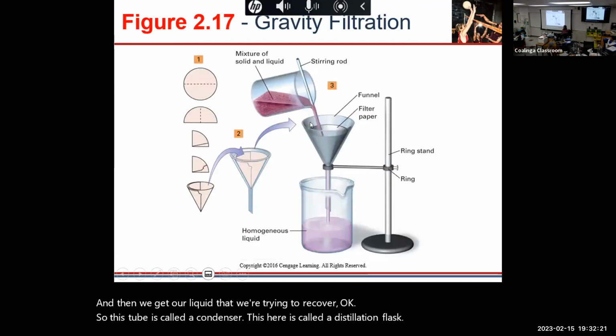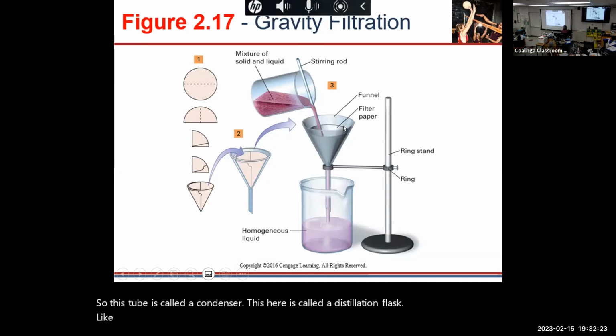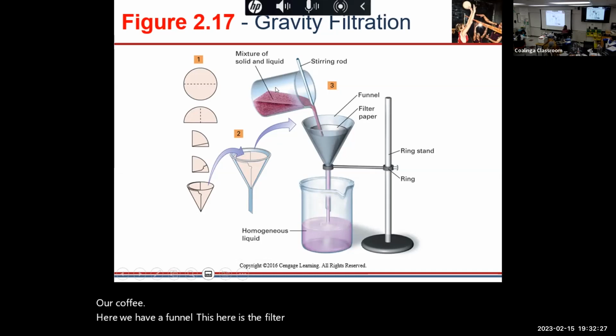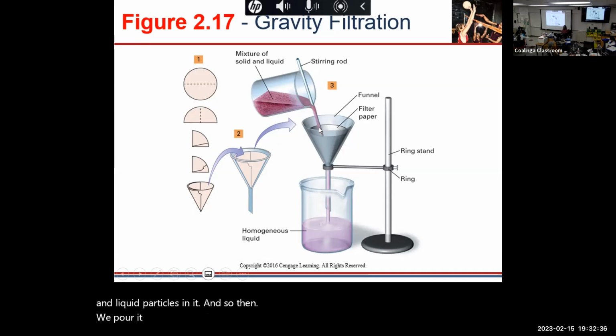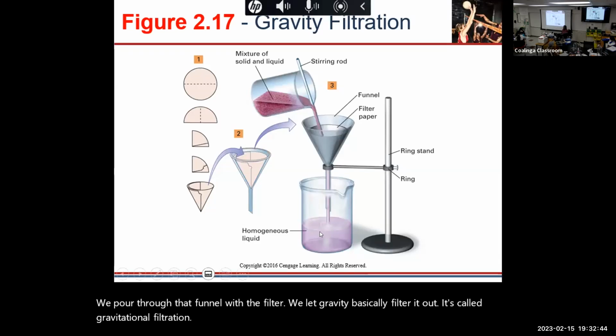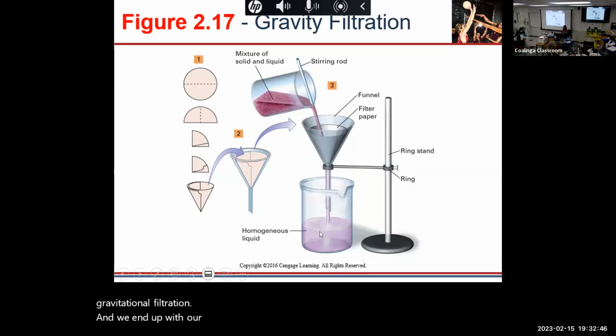Like our coffee, here we have a funnel, and this here is the filter paper. We have a mixture that has solid particles and liquid in it, and we pour it through the funnel with the filter. We let gravity filter it out. It's called gravitational filtration. We end up with our homogeneous liquid, and all of our solids are going to be on top. You guys are going to do quite a bit of this.